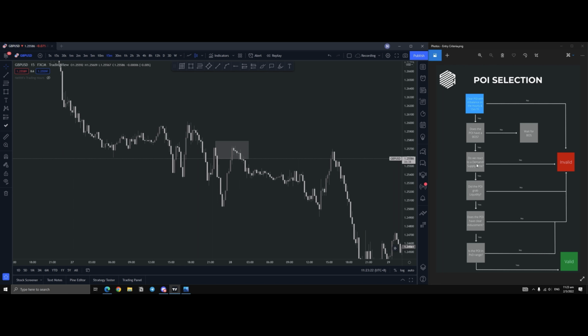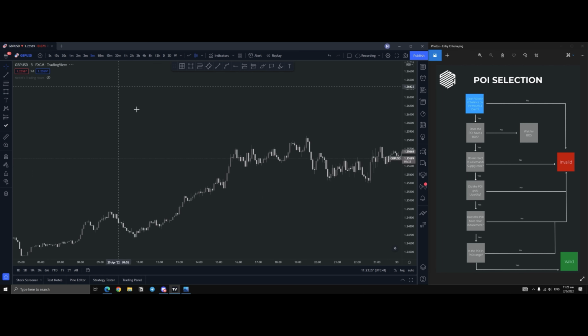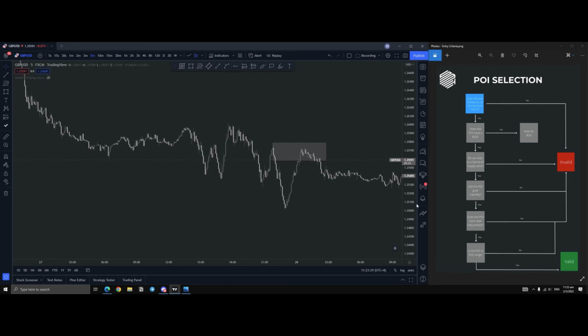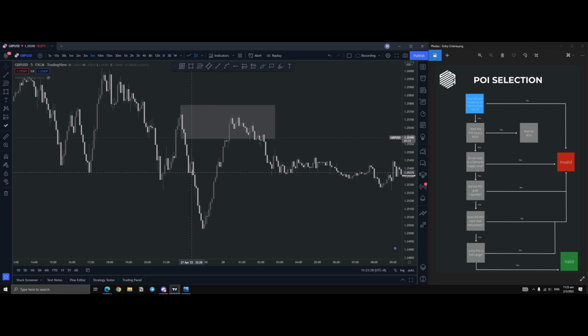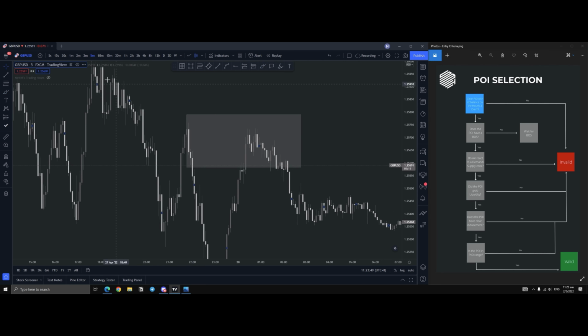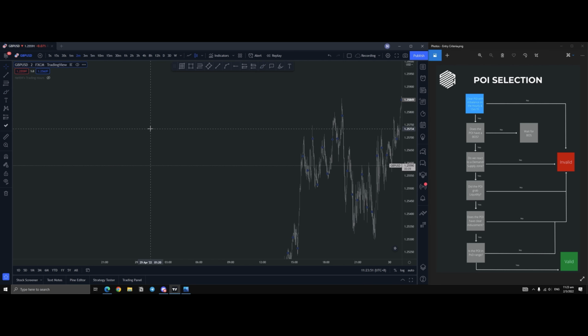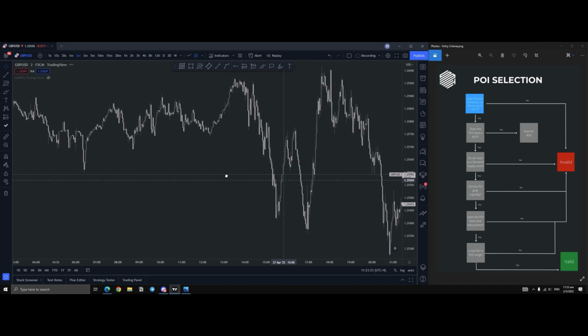Do we react to a demand or supply zone? Let's have a look. We did have a reaction here. So you can see how at this point, right, this would be sort of a demand zone. So we did have a reaction here. You can see how price pushes up and pushes down. So we did have a reaction. So did the POI grab liquidity? Now let's have a look. Did it grab liquidity?